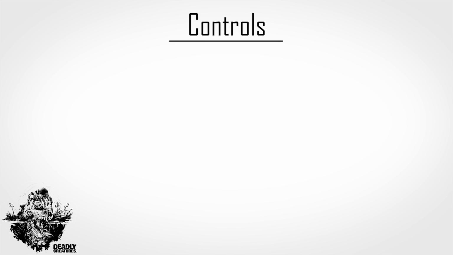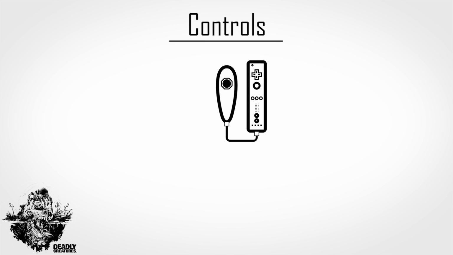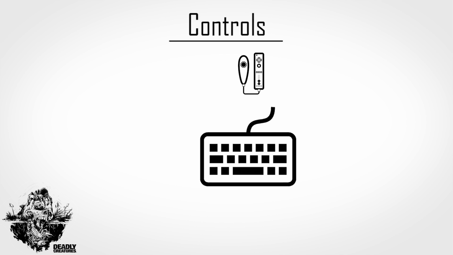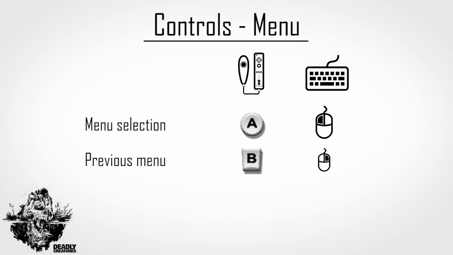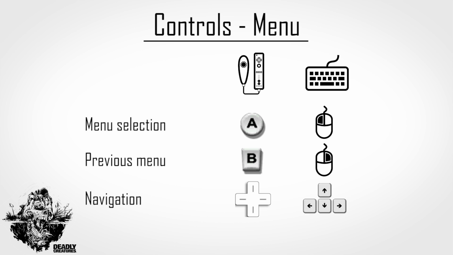Okay, now onto the controls. First, I'm gonna say the Nintendo controller button, then the corresponding keyboard or mouse key. So in the menus, the A button is the mouse left click, with it you can select things in the menus. The B button is the mouse right click, with it you can go back in the menus. You can use the arrow keys to navigate in the menus.